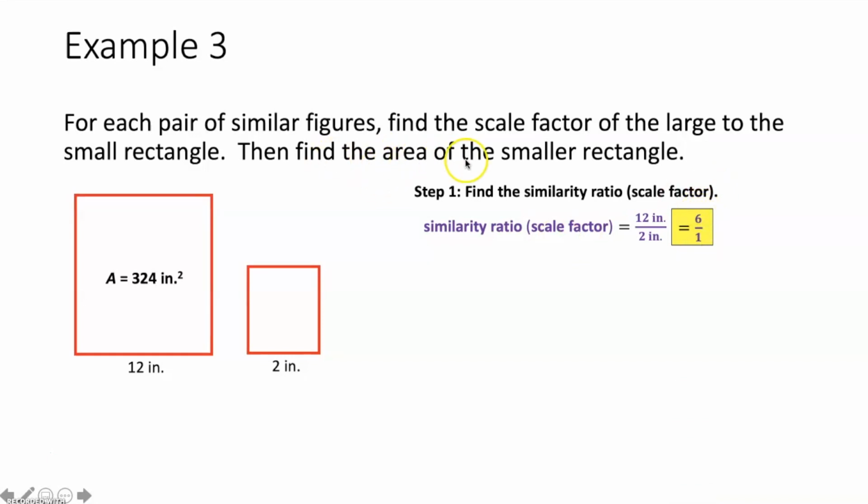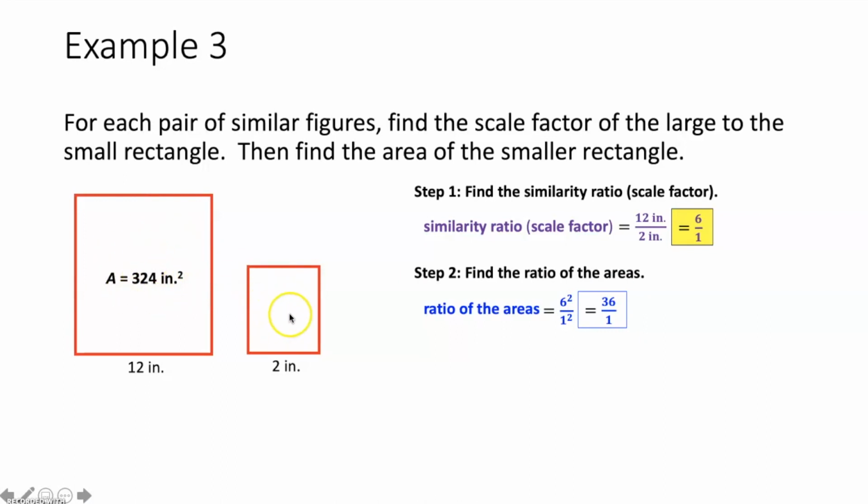Next, this wants us to find the area of the smaller rectangle. So here's how this works. The first thing we're going to have to do is find the ratio of the areas here. Now remember, the ratio of the areas is equal to the square of the similarity ratio or scale factor. So if I take this similarity ratio or scale factor, 6 over 1, and I square it, I end up getting 36 over 1. Meaning the ratio of our areas is 36 over 1. Meaning if I were to create a ratio and put the area of the larger rectangle in our numerator and the area of our smaller rectangle in the denominator and simplify that down, it would equal 36 over 1. Now the question is, how does that help us?